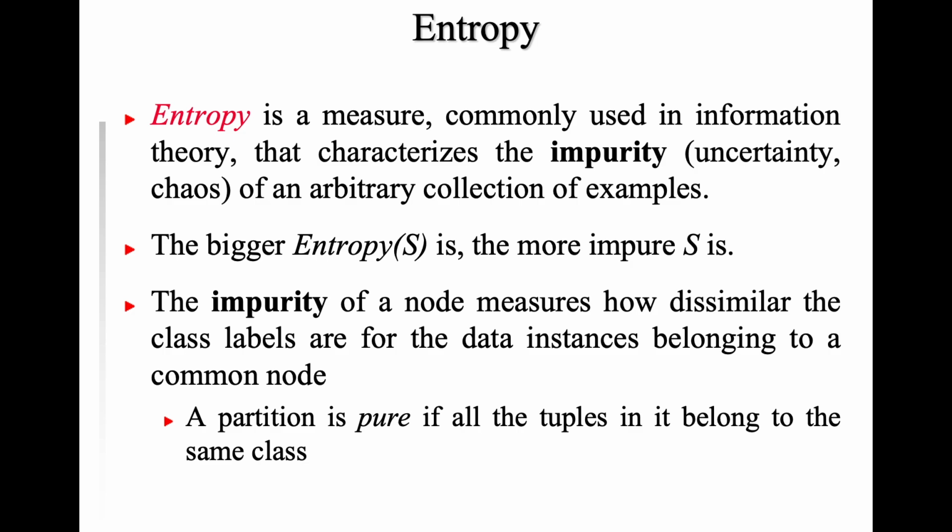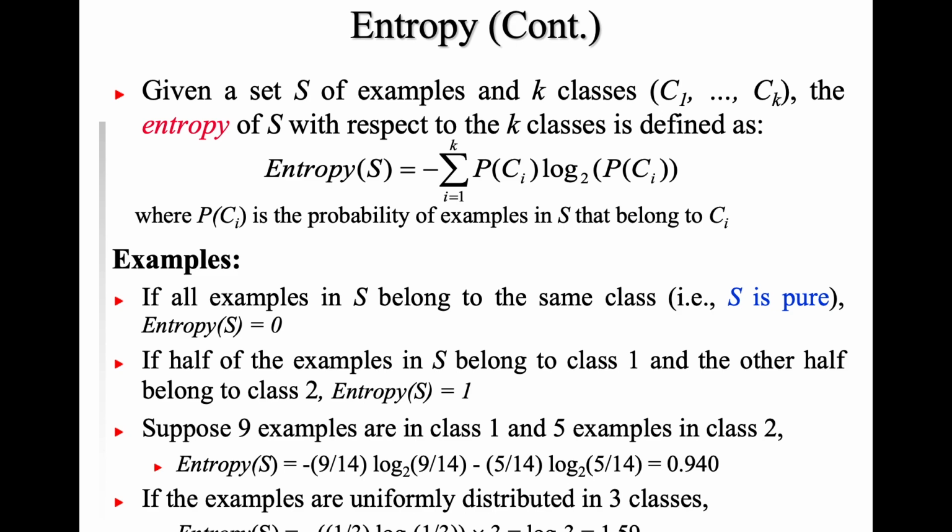So what is entropy? You can think of entropy as a measure of impurity, and it's a measure commonly used in information theory that characterizes the impurity of an arbitrary collection of examples. And we said that by pure, we mean that all instances belong to the same class label. That is the purity. Now, how do we calculate that? So let's say we have a set S. That is our data set.